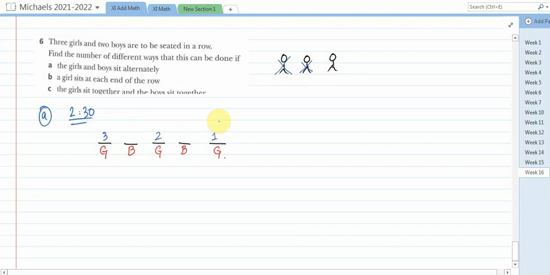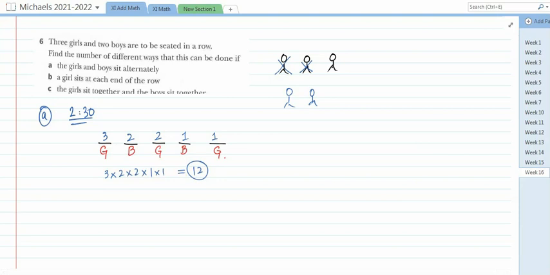Similarly, if you have boys here, so for the first place of boy, you have 2 options, and for the second place, you have 1 option. So what you got? You got 3 into 2 into 2 into 1 into 1. 3 2s are 6, 6 2s are 12. That is your first part answer.